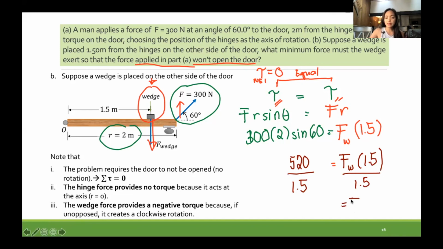Therefore, the minimum force for the wedge, so that this door will not move, even though you apply the force here, but there's a force against you by the wedge, will be 346.67 newtons. So that would be the minimum force of the wedge.